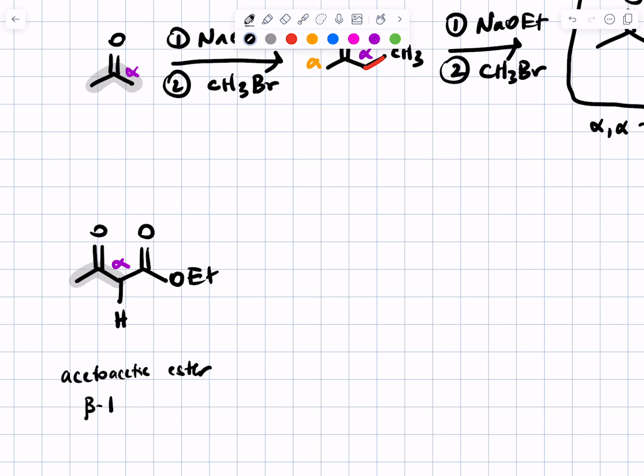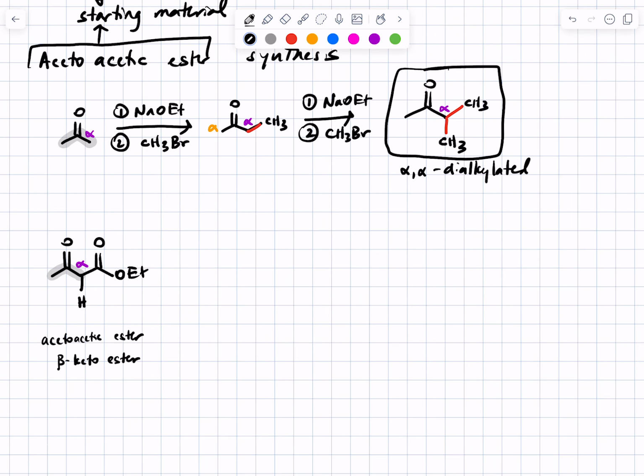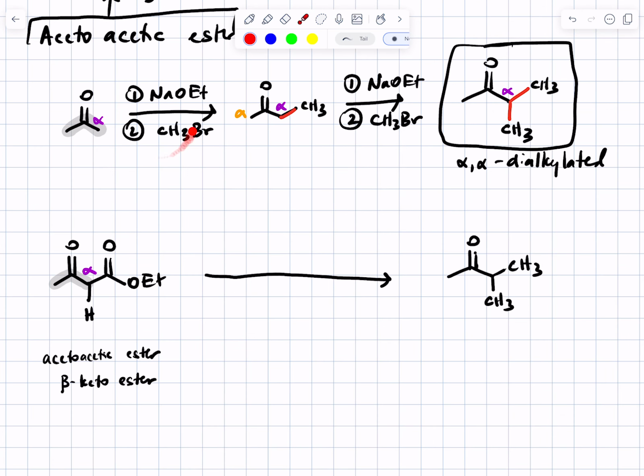It is an example of a beta keto ester because there is a ketone on the beta carbon relative to the ester. And I'm going to show you a set of conditions whereby we can convert this same acetoacetic ester into this same product. It's going to involve basically identical reactions, but then something else.